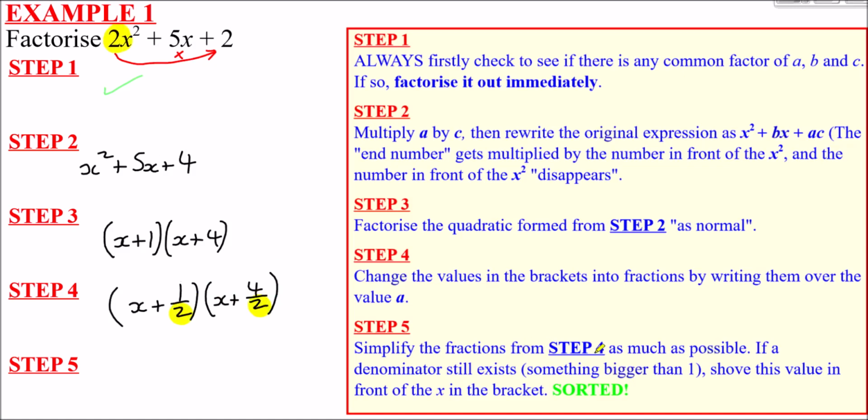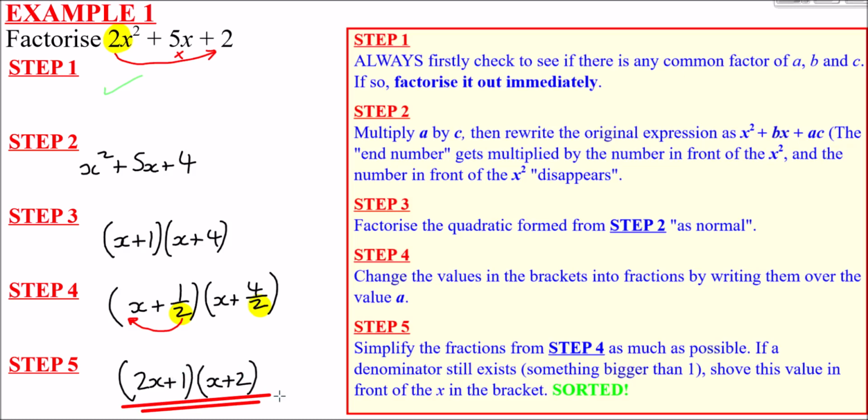Then it says, simplify the fractions from step 4 as much as possible. If the denominator still exists, something bigger than 1, we're going to shove this value in front of the x. So a half is as simple as it goes. So I put that 2 in front of the x because I've still got a denominator there. 4 over 2 I can just simplify to 2 because 4 divided by 2 is 2. So this one just becomes 2x plus 1. And 4 divided by 2 is 2, so I just do that as normal. That's just x plus 2. So that's the final answer, 2x plus 1, x plus 2. Or you could put x plus 2 first, and then 2x plus 1 after.